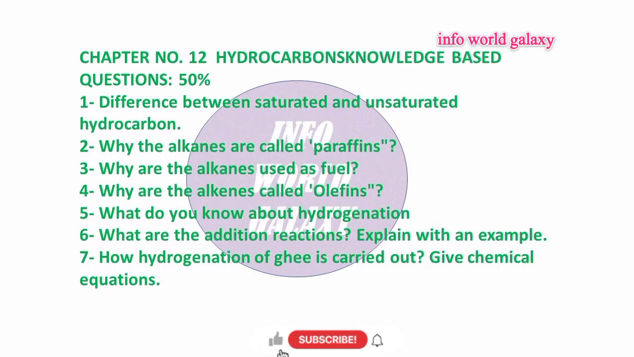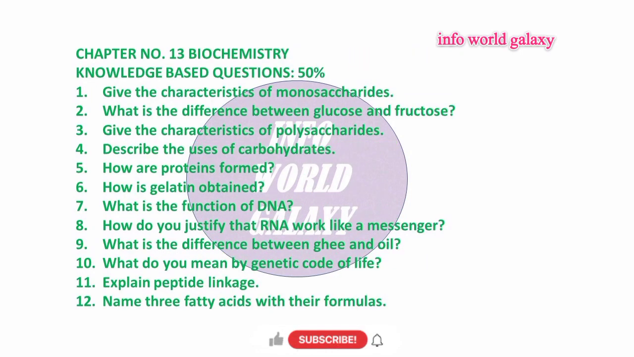Chapter 12, Hydrocarbons. Question 1. Difference between saturated and unsaturated hydrocarbons. 2. Why are alkanes called paraffins? 3. Why are alkanes used as fuel? 4. Why are alkenes called olefins? 5. What do you know about hydrogenation? 6. What are addition reactions? Explain with an example. 7. How is hydrogenation of ghee carried out? Give chemical equation.